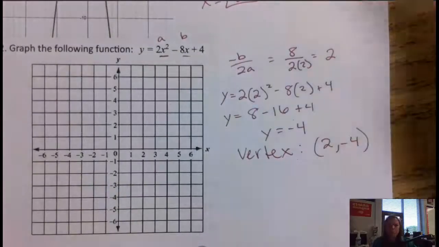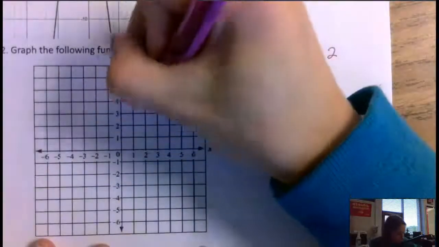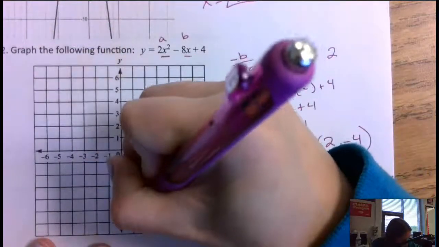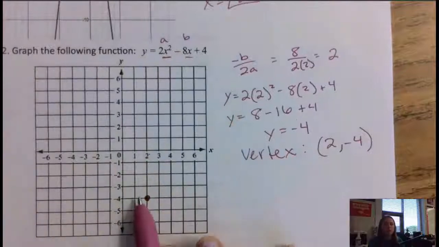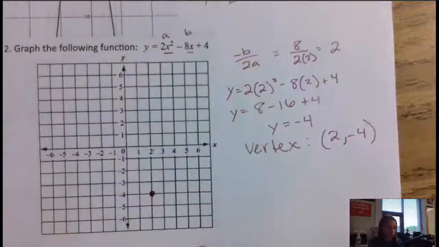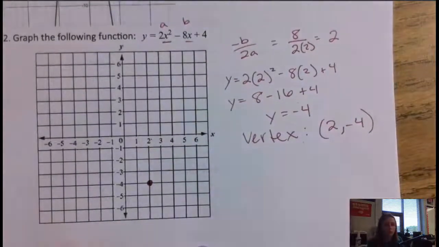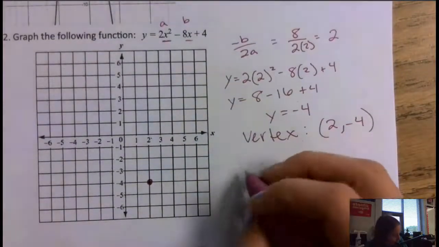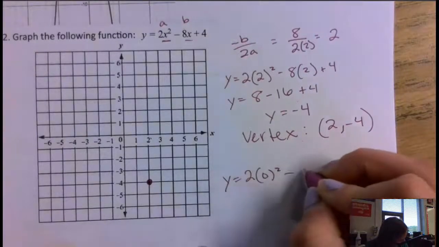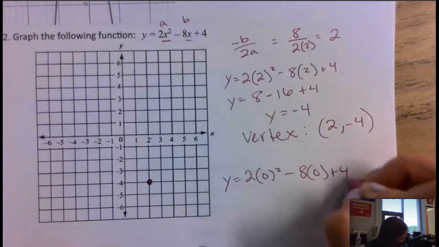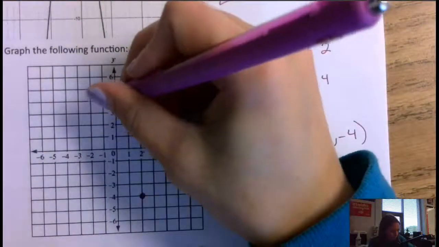So that is the first thing you'll do if it's given to you in standard form. So we're going to go ahead and plot that. 2, -4. There we go. Our a value is positive, so we know it will be going upward. Now we can find our y-intercept. So to find our y-intercept, we plug in 0 for x. So y equals 2 times 0 squared minus 8 times 0 plus 4. So our y-intercept would be a +4.